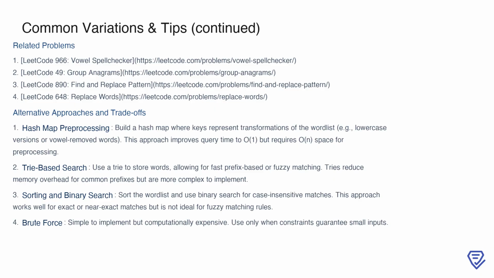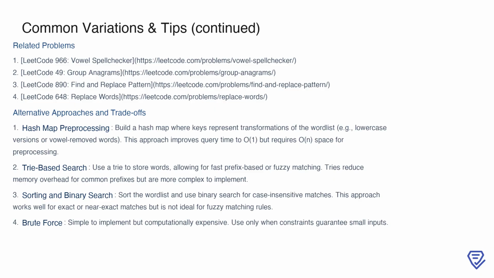As for alternative approaches to solving the Vowel Spellchecker problem, hash map pre-processing is a popular choice. By creating a hash map with transformed keys, such as lowercase or vowel-removed versions of the words, you can achieve constant-time query lookups at the cost of O(n) space for pre-processing. Another option is to use a trie, which enables fast prefix-based or fuzzy matching. While tries can reduce memory usage for common prefixes, they are more complex to implement. Sorting the word list and using binary search is also viable for exact or near-exact matches, though it's less suitable for problems requiring fuzzy matching.